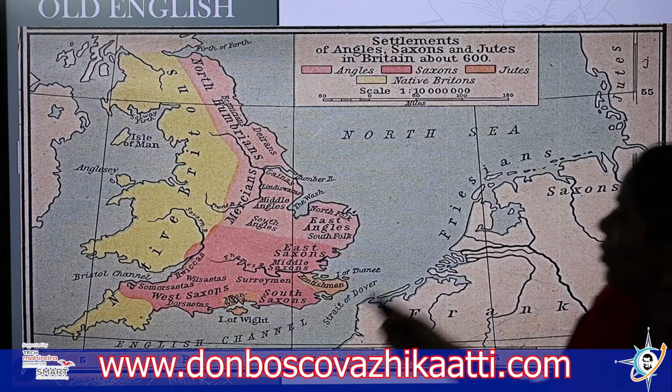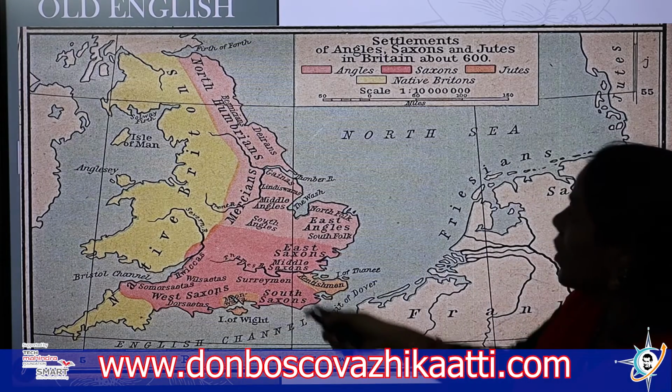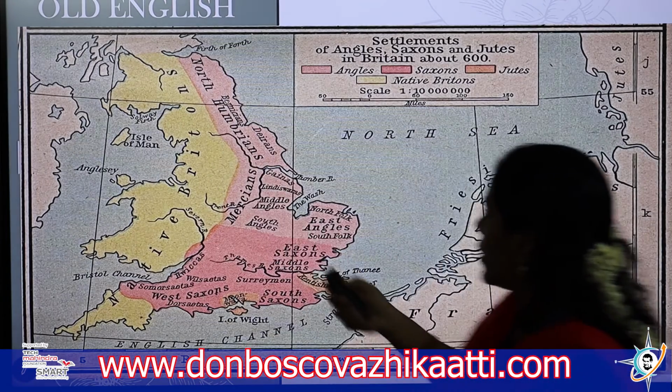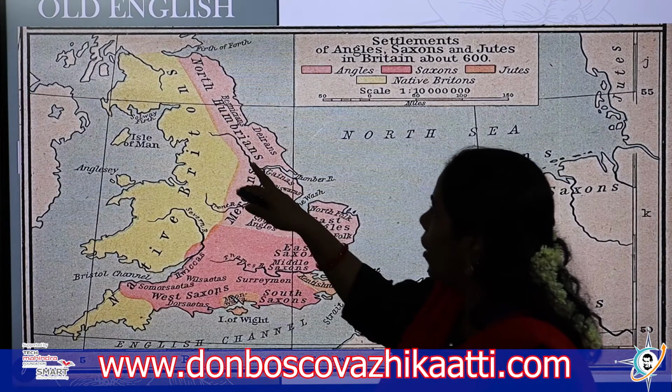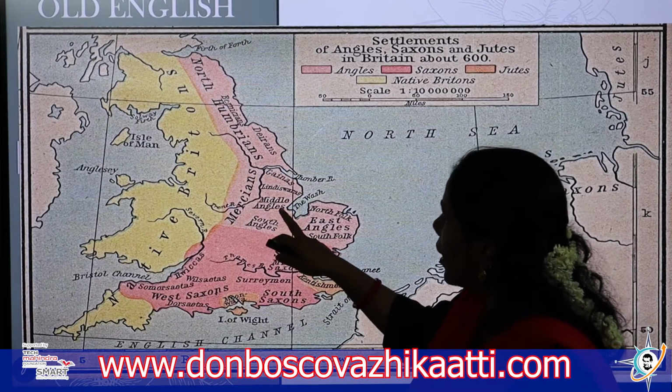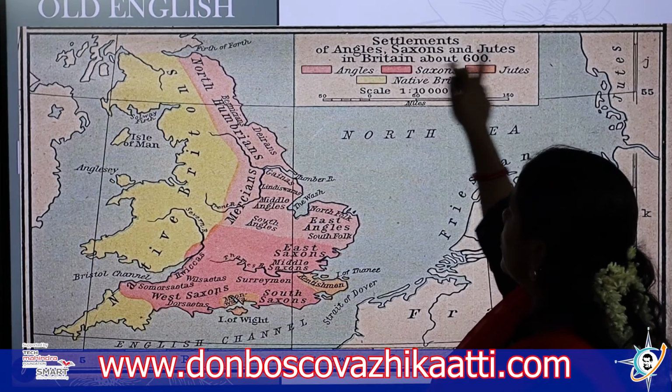Right. Yeah, in this I just want to show you, see, this one is Northumbria, as I told you. This part is Northumbria. And we have the Middle Angles. See here, Angles, Saxons and Jutes.